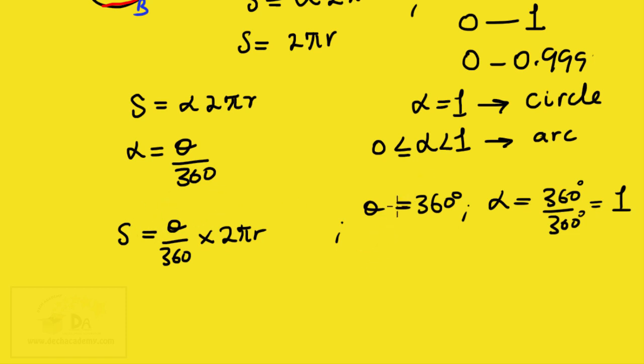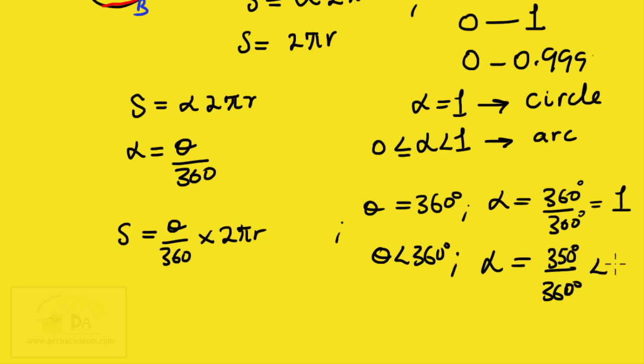But when alpha is less than 1, or let's put it this way, when theta is less than 360 degrees, alpha is going to be equal to some angle over 360 degrees. Now let's say 350 degrees. You know that 350 degrees over 360 degrees is going to be less than 1. Try any other angle that's less than 360. So let's use 20 over 360. You know that that's going to be less than 1. You can try with your calculator.